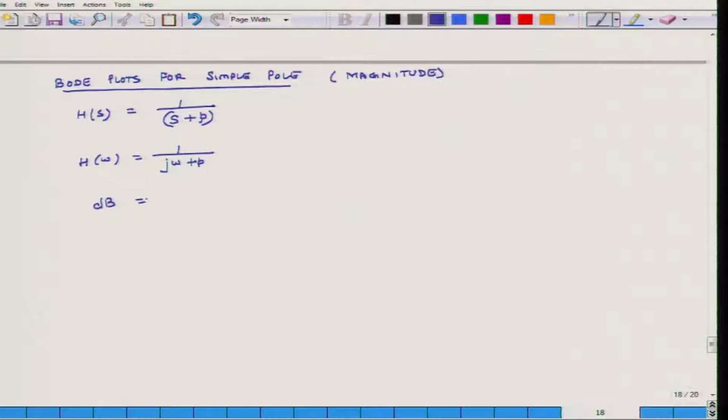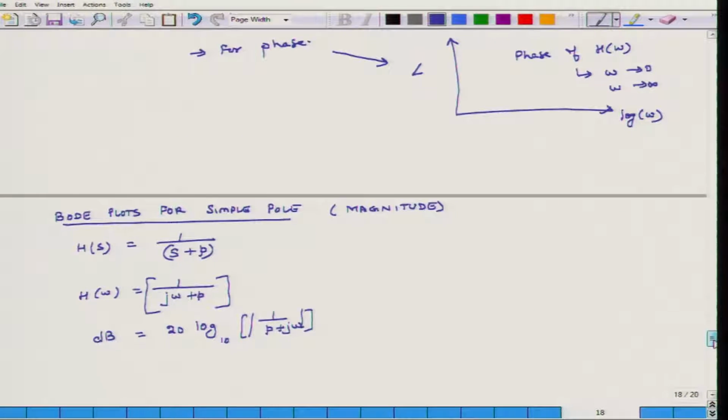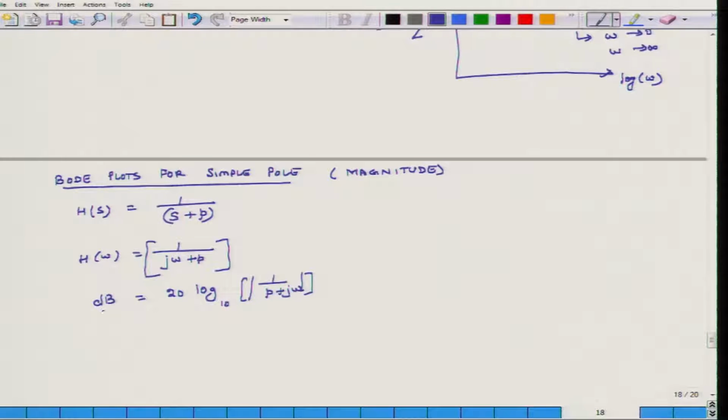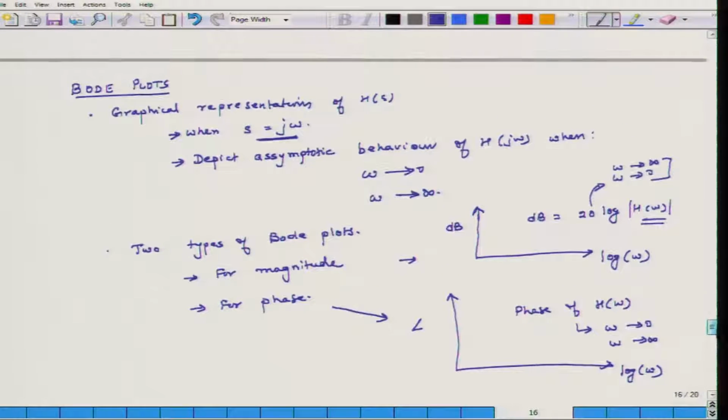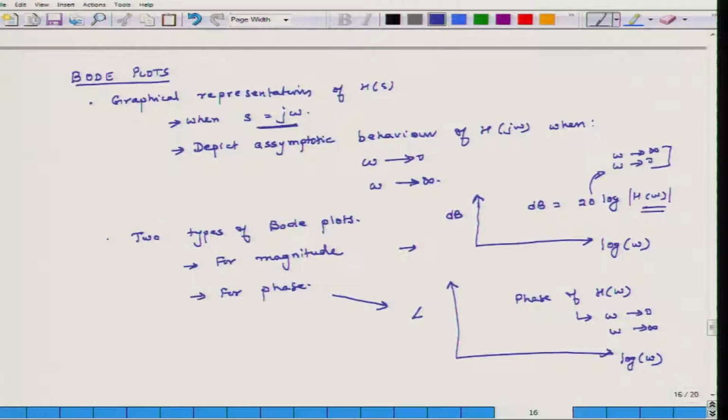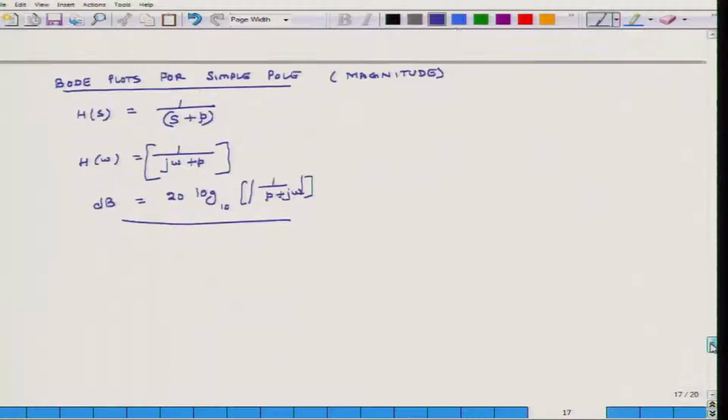The next thing is that I have to calculate the value of the transfer function in decibels. So, dB equals 20 log, and please remember that H of j omega is a complex number. So, I cannot take a log of a complex number, I have to take its magnitude in base 10. So, it is 1 over p plus j omega, and I have to take its magnitude. Now, what did we say? We said that a Bode plot is a representation of the magnitude of the transfer function. So, in decibel units, this is the magnitude of the transfer function, but we evaluate this magnitude under two conditions: as omega approaches 0 and as omega approaches infinity.